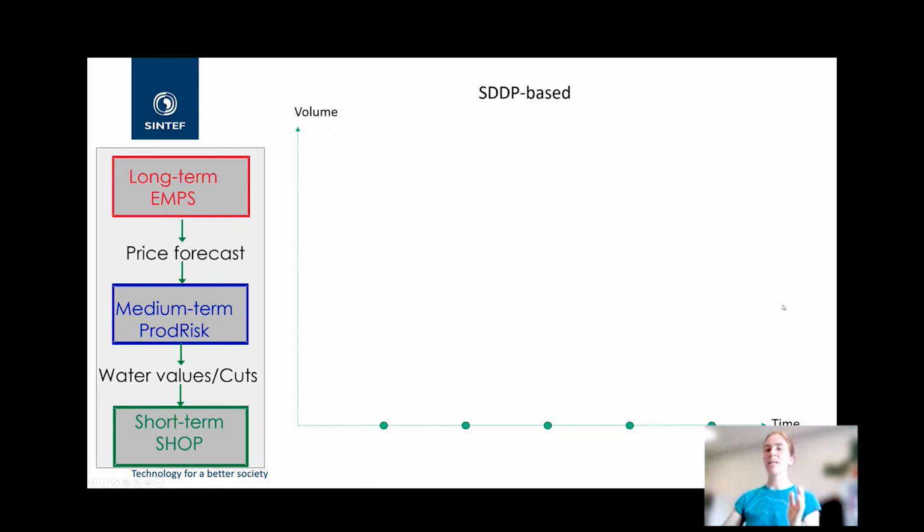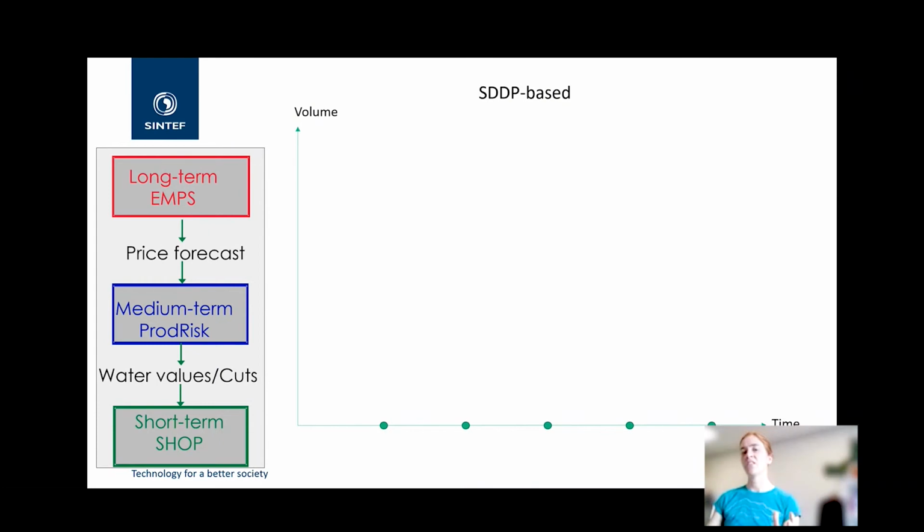So, hydropower scheduling, that's a complex problem, and we want to simplify it by dividing it into 3 levels. You have the long-term scheduling with a long time horizon and few details. Then you have the medium-term scheduling with a shorter time horizon and a bit more details. And then you have the short-term scheduling with a short time horizon and a lot of details. We will concentrate on the medium-term scheduling, and more specifically on SINTEF Energy's medium-term scheduling model, which is called PRODRISC.